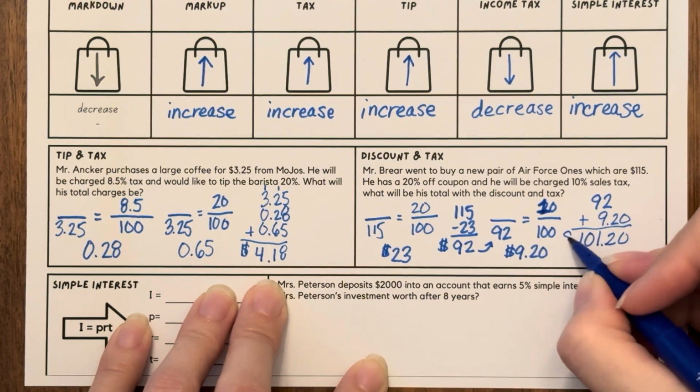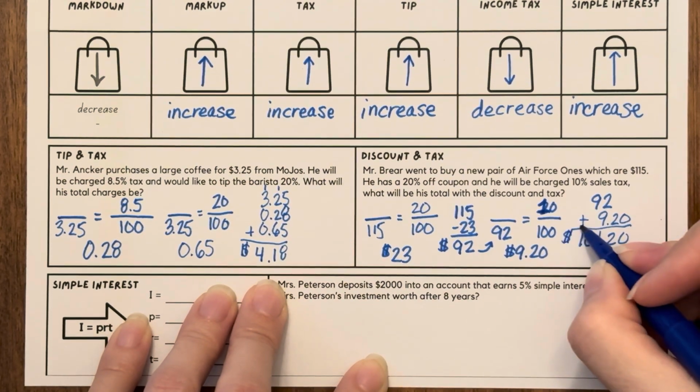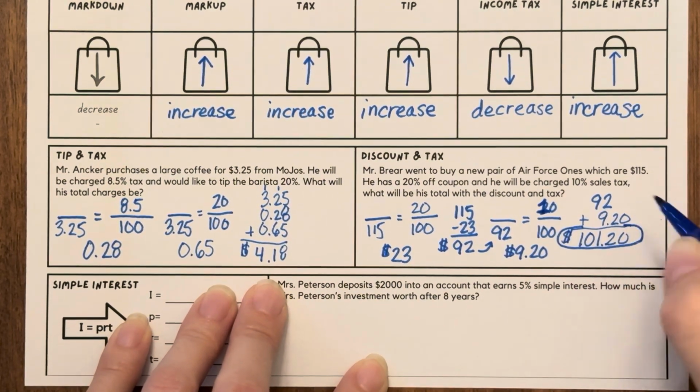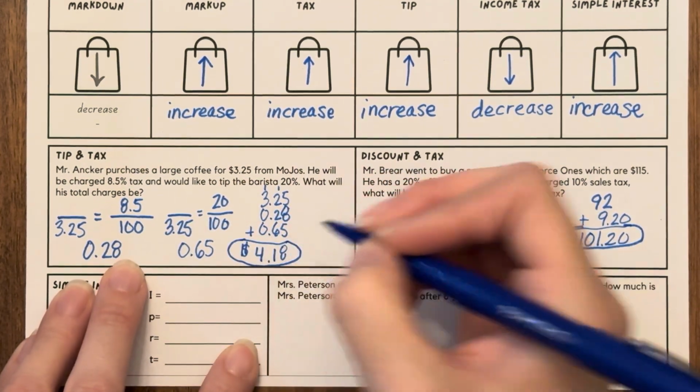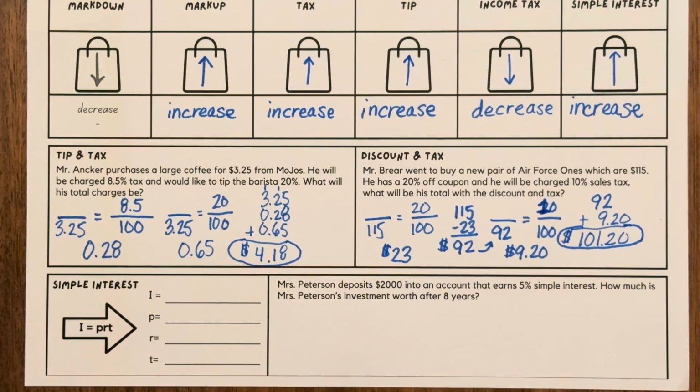All right, so if this was your homework assignment or the trimester final, you would need to answer in a complete sentence, but I'm out of room. So we can say that the Air Force Ones are going to cost Mr. Breer $101.20, and that's after the discount and sales tax, okay?